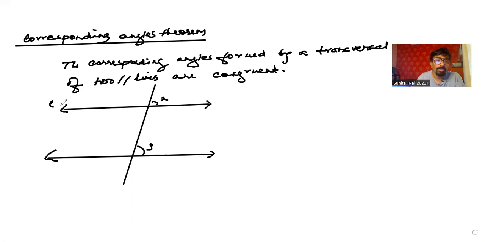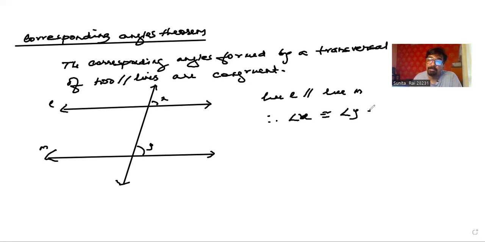So the moment you see line L parallel to line M, you can immediately say that four pairs of corresponding angles are formed. I'm showing one, line L parallel to line M. Therefore, I can always say angle X congruent to angle Y and write the reason as corresponding angles theorem. Corresponding angles theorem. Are you getting me, children?